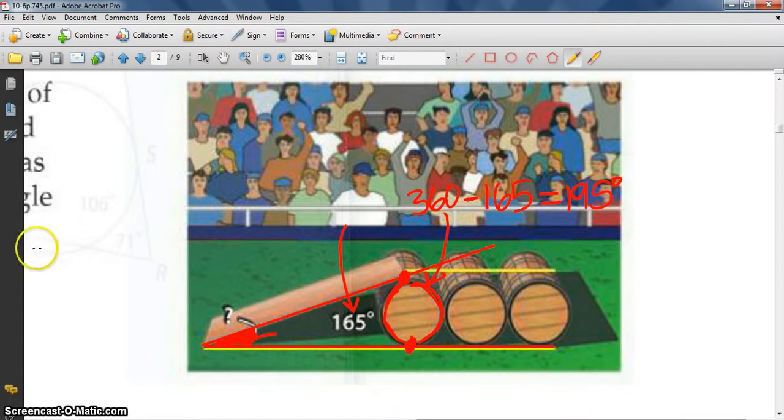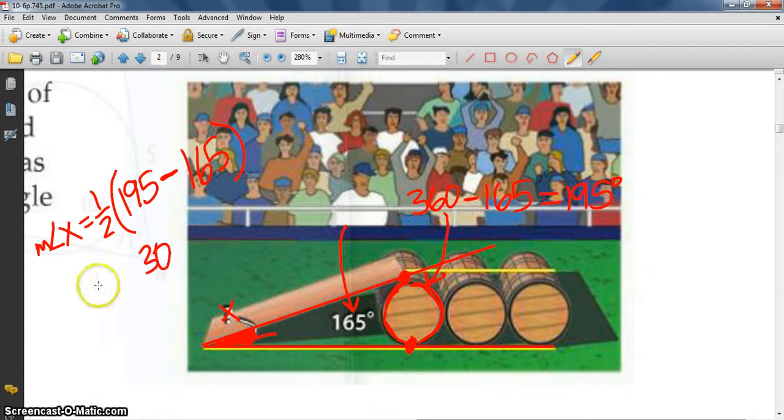So we would set the problem up from our formula, or from the theorem that says the measure of angle, we'll call this x, measure of angle x is equal to half of the difference of the intercepted arcs. We want to put the larger one first. So 195 minus the smaller one, 165. So that gives me 30. And half of 30 is 15. So 15 degrees is the angle that the ramp makes with the ground.